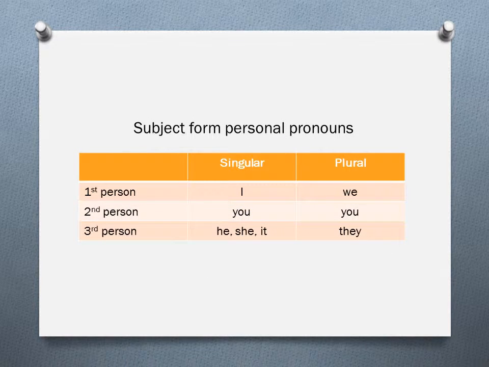This table shows all the subject form personal pronouns. If the number is singular, we use I in the first person, you in the second person, and he, she or it in the third person. If the number is plural, we use we in the first person, you in the second, and they in the third person.